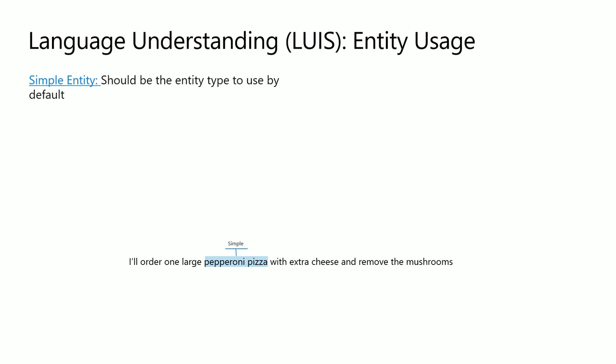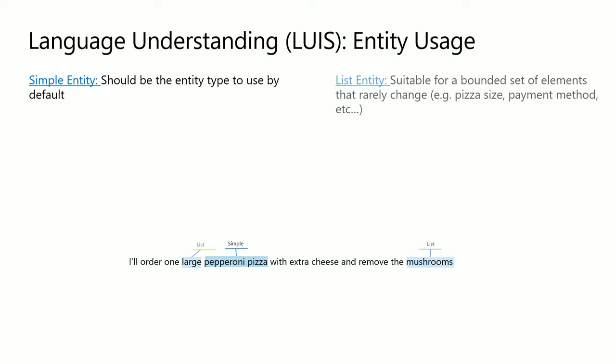Just before I start digging into how to do that: entities are a very strong and powerful tool within LUIS. You're able to do a variety of them. And in many cases, people have questions, like, when should I use different entities? By default, you should use a simple entity, which is a machine-learned entity. The example here would be the pepperoni pizza, and that should be your default.